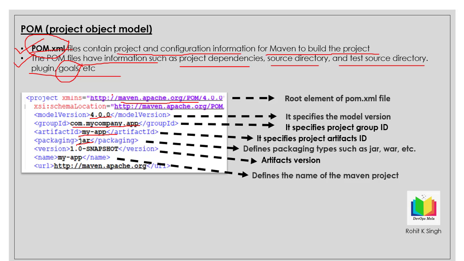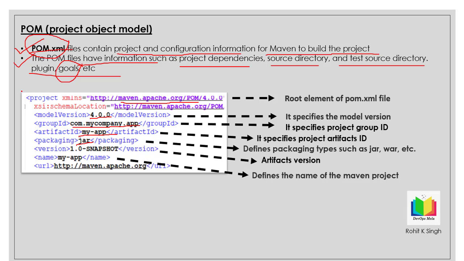So this is a very simple example of a pom.xml file, which is basically telling you what information it has inside it. It has many more things such as the dependency list, the plugin list, the source directory path, and many others. We'll look into an actual pom.xml file once we create it, don't worry. Okay, so this is what Maven looks like.